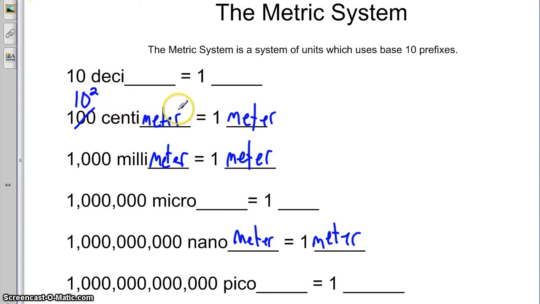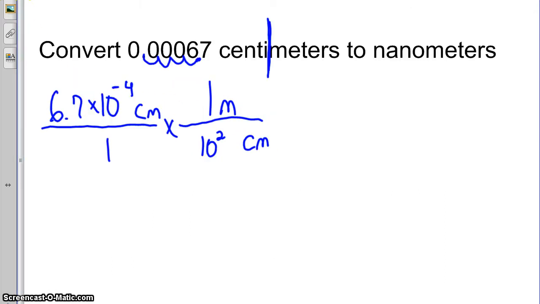And anyways, 100 centimeters is 1 meter. Okay, good. If I quit right now, I would cancel these. Centimeters and centimeters would cancel with each other, and I would be left with meters. But that's not what I want. I want to get nanometers. So I'm going to continue on.